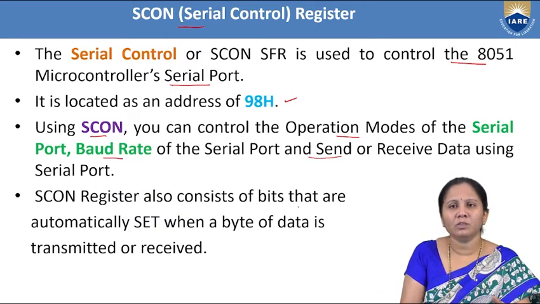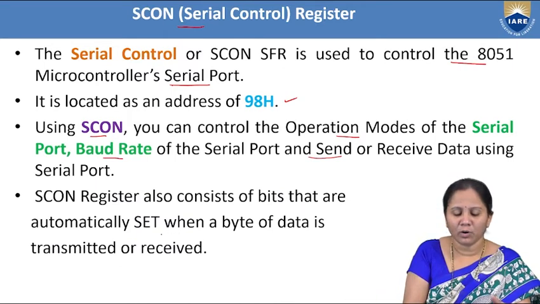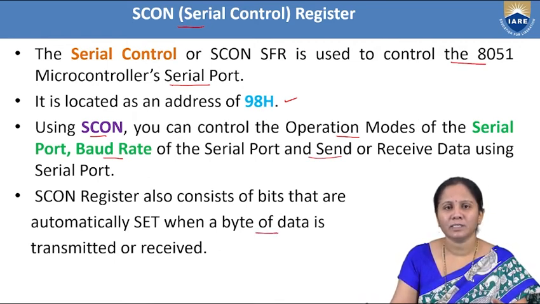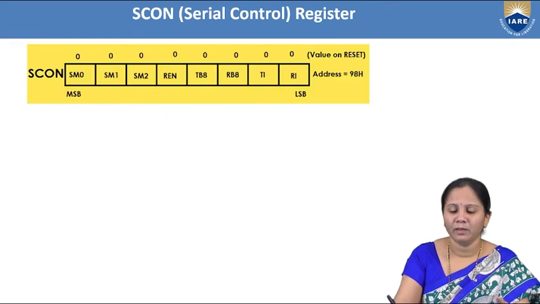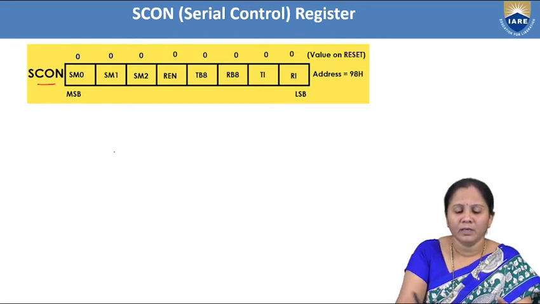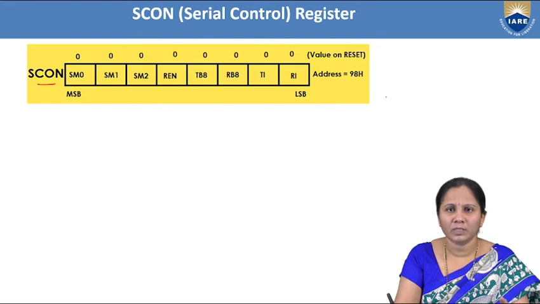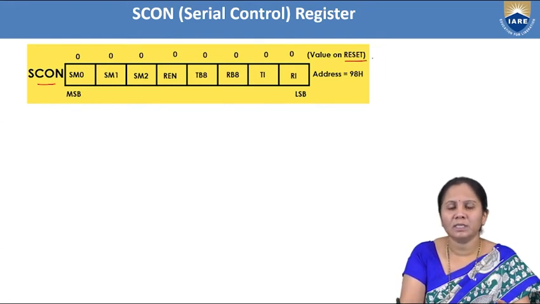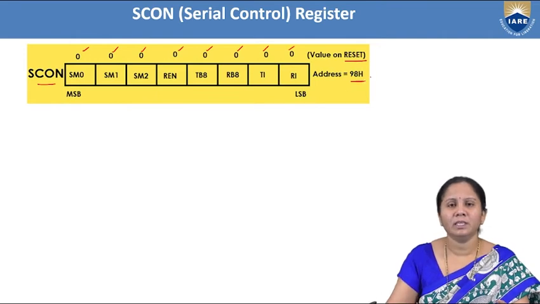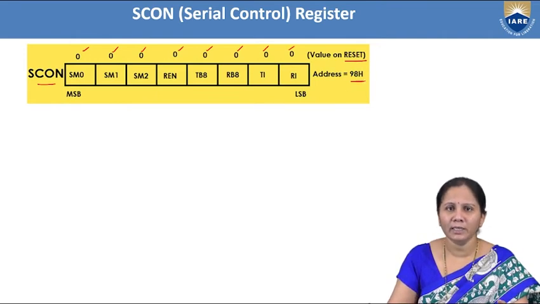The SCON register also contains bits that are automatically set when a byte of data is transmitted or received. We will see the SCON register format. SCON stands for Serial Control Register. When it is reset, all the bits are 0, and it is present at the fixed address 98H in the SFR address space.